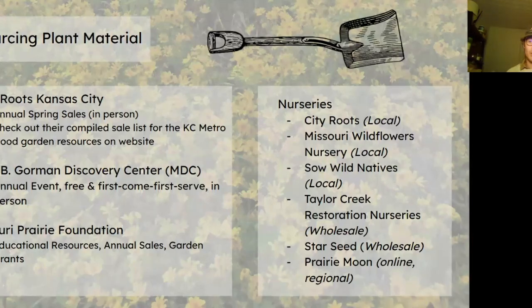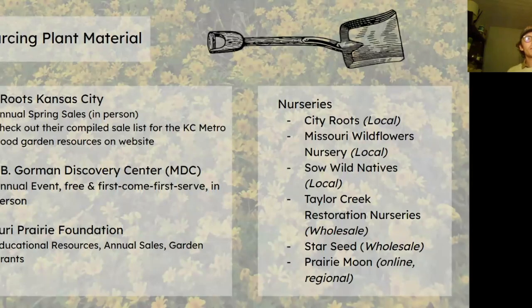And then the nurseries. So you have City Roots, Missouri Wildflowers, and So Wild Natives. These are plug raisers and seed providers at a smaller, more suburban, local scale. Taylor Creek and Star Seed, you're talking like minimum purchase of $500 for seed. We're in the big leagues now. This is wholesale, really, really good quality stuff. They work on industrial projects with NRCS, on agricultural projects to mitigate damages and to create pollinator plots. They do really, really good stuff.